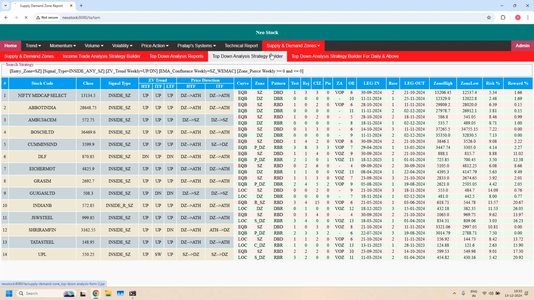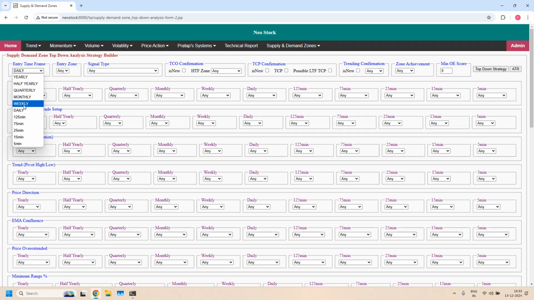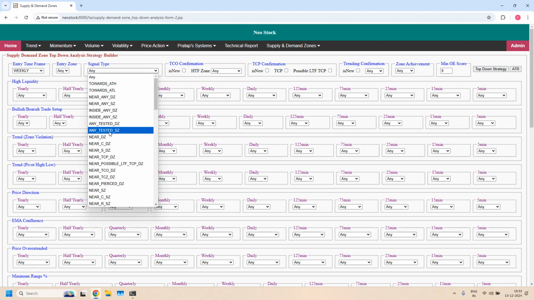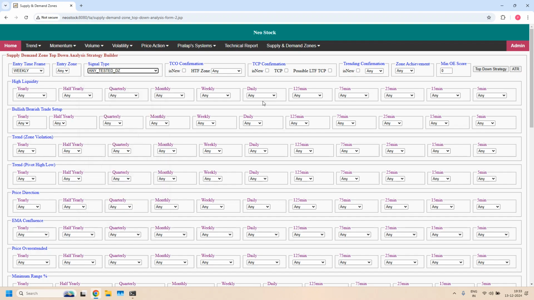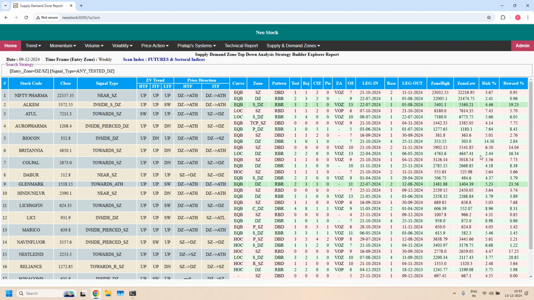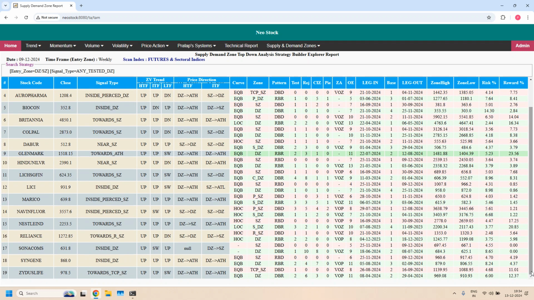Next, weekly time frame. Because this is the end of the week, we will also find the weekly demand zones tested during this week. Good number of weekly demand zones are tested during this week. First 16 stocks. Total 19 stocks are filtered. That means these 19 stocks having weekly demand zones are tested during this week.